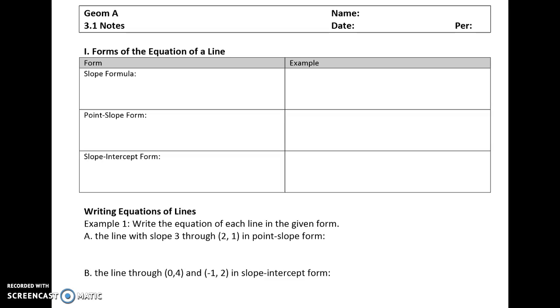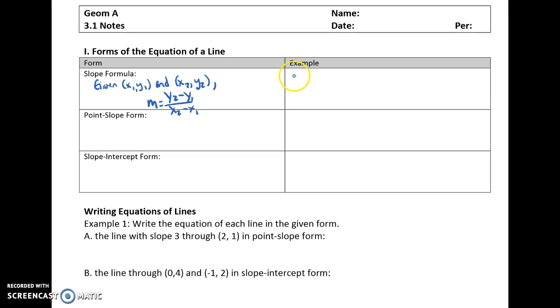So, slope formula. Given 2 points, x1, y1, and x2, y2, slope, remember, is represented with the letter m, and that's going to equal y2 minus y1 over x2 minus x1.